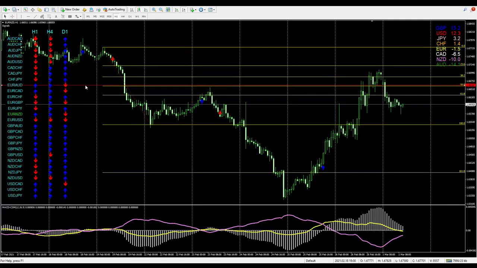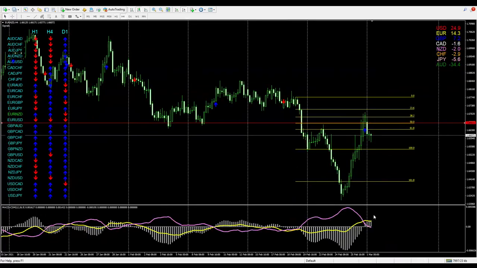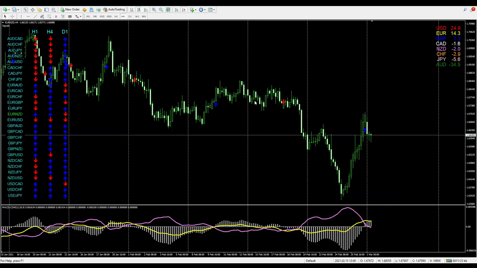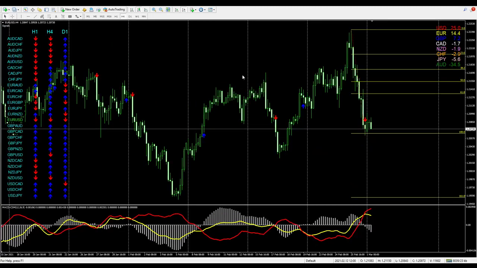So there is no entry for us on EURNZD last week. So for this week, it's still not obvious if we could enter EURNZD anytime soon, because H4 and H1 are still on buy signals, and D1 is on the opposite signal, which is sell. So let's still wait for EURNZD.